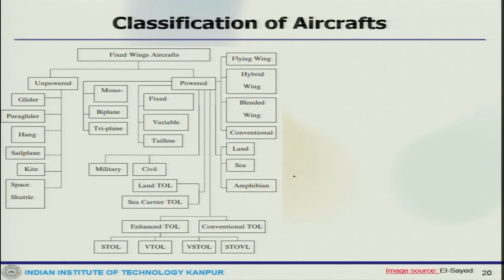It has two broader categories, one is powered and another is unpowered. Now, unpowered types could have again subdivision like glider, paraglider, hang gliders, sailplanes, kites, space shuttle, and powered aircraft are the next classified based on several aspects. So, it could have mono, biplane, triplane, it could be fixed, variable, tailless. Now, there could be application of powered ones, could be military or civil.